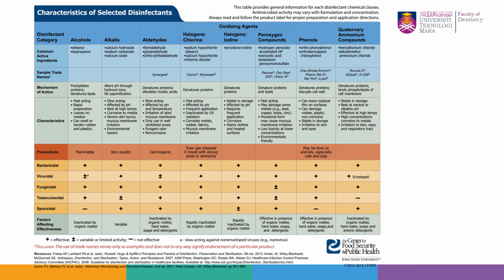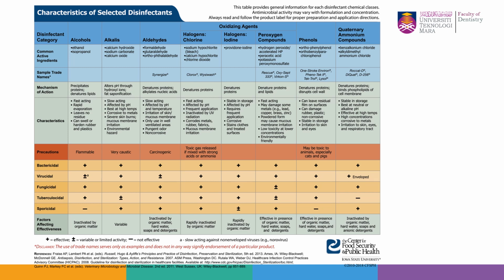All right, so let's look at this table. Don't worry about this table much, just to give you some ideas about the different disinfectants available. If you can see at the top row there, they have alcohol, they have alkali, aldehydes, they have oxidizing agents, which is the halogens, chlorine, iodine, and peroxygen compounds. They do have phenols as well. And then the last one is quaternary ammonium compounds.